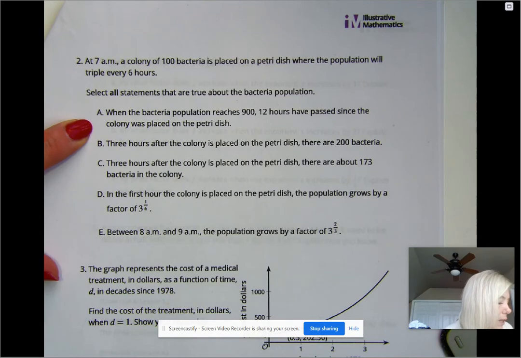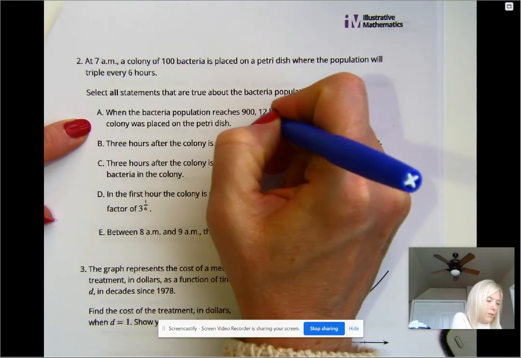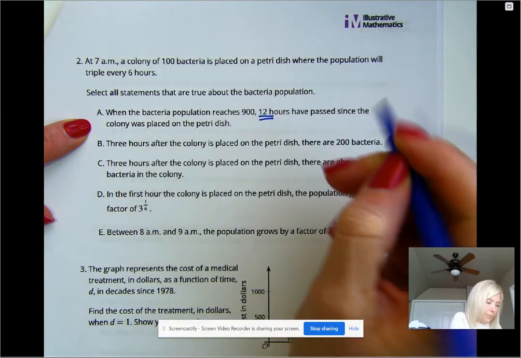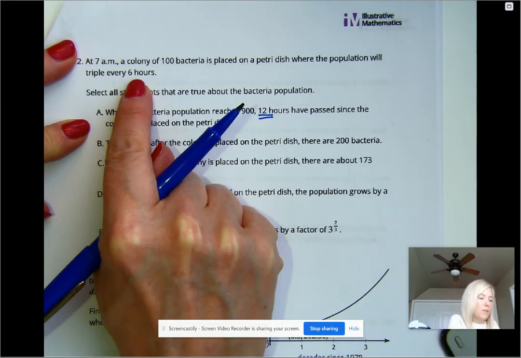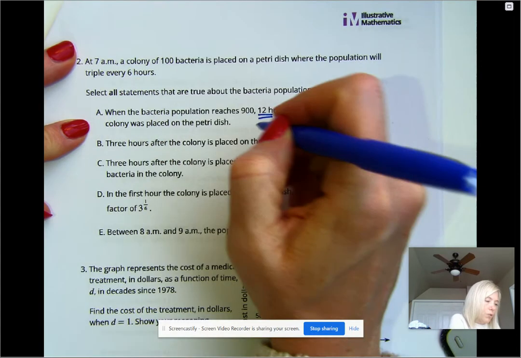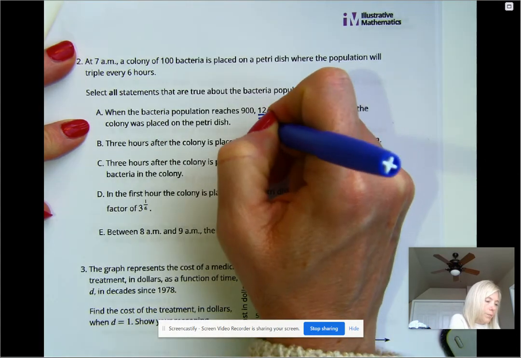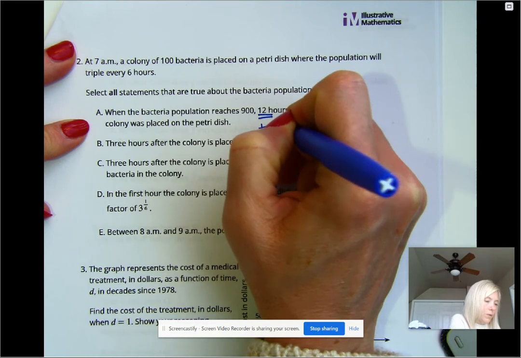When the bacteria population reaches 900, 12 hours have passed since the colony was placed on the petri dish. So this 12 hours means it would have tripled 2 times, since it triples every 6 hours. So this would triple 2 times.